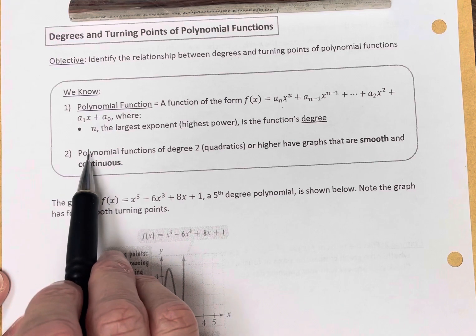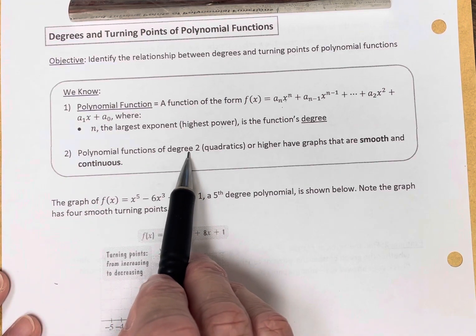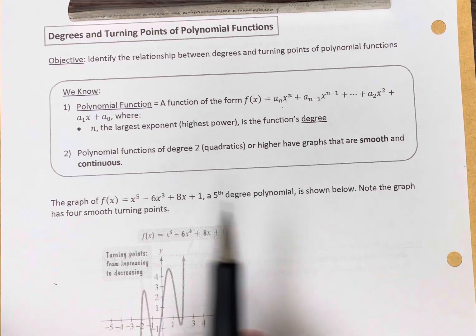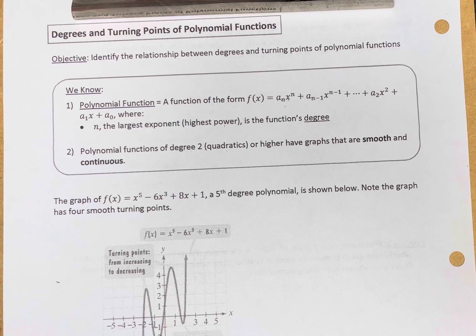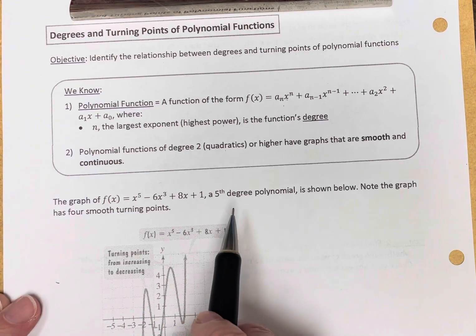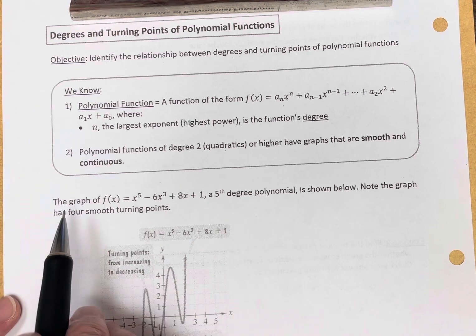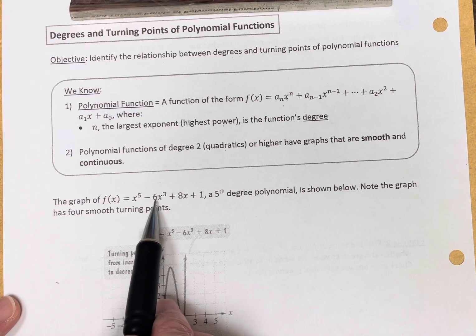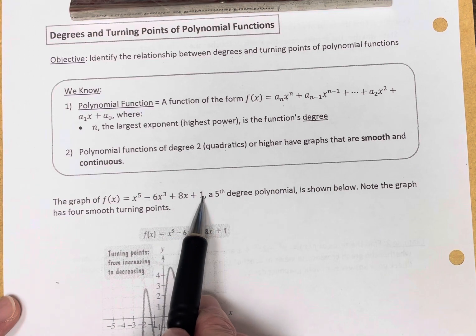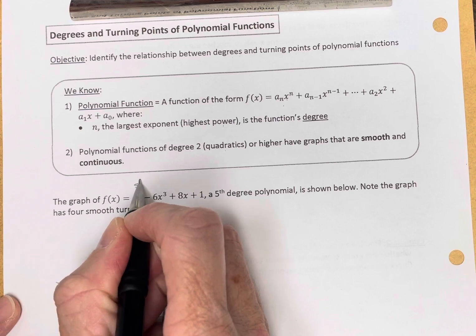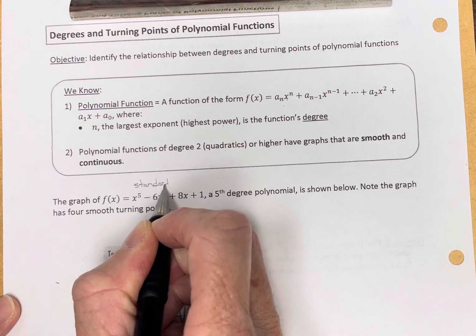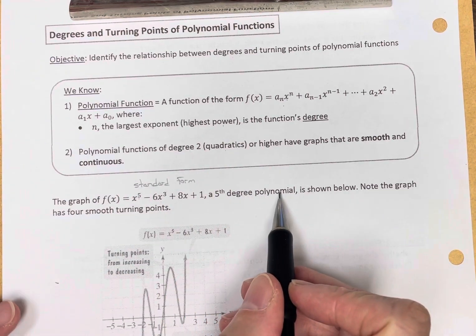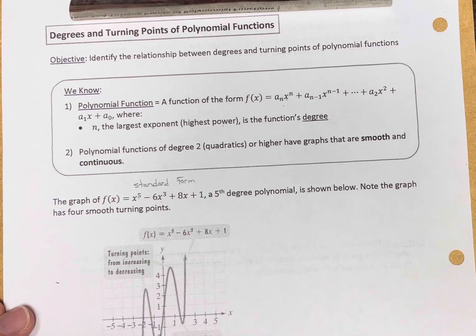We also know that polynomial functions of degree 2, which we also call quadratics, or higher have graphs that are smooth and continuous. We saw that a few videos back. So let's take a look here. The graph of f of x is equal to x to the fifth minus 6x cubed plus 8x plus 1, and we want to note this is in standard form. So we know it's a fifth degree polynomial, and that graph is shown below.